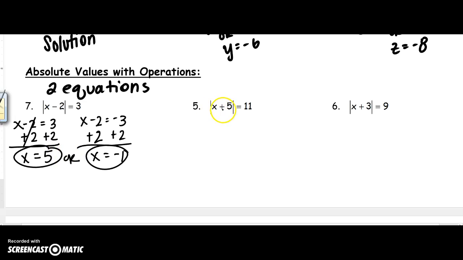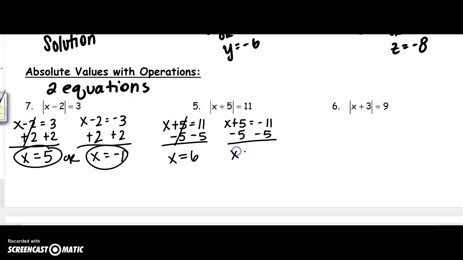Let's try this one. x plus 5 is equal to 11. So you have to have two equations. The x plus 5 never changes, only the value of the 11. So you have minus 5. Because it's addition, you have to subtract from both sides. 11 minus 5 is 6. And subtract 5 on this other one, and so you have x equals negative 16. And those two are your answers.